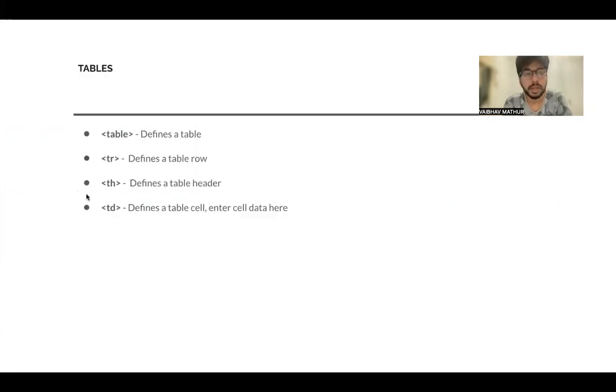So if you're done with the list, then the next thing is the table. If you want a table to appear on your web page, the tag for that is the table tag. Simple enough to remember. TR defines the table row. TH is the table header. TD is the table cell where you enter the data. So these are the 3-4 tags we'll be using to create a table.